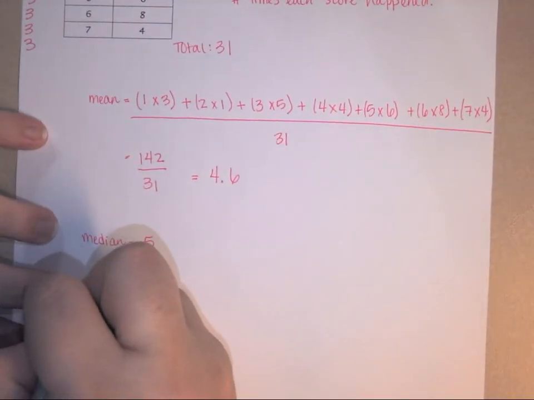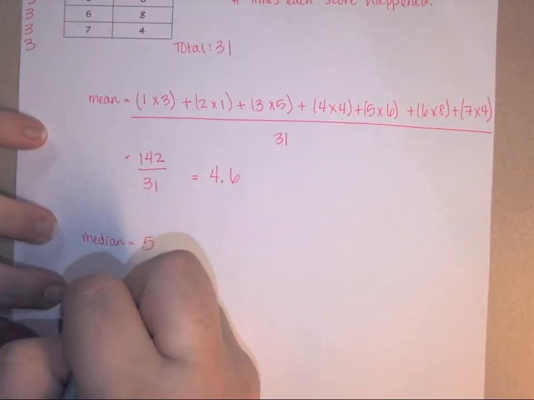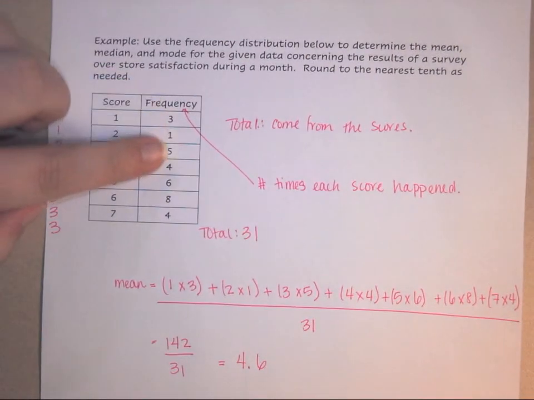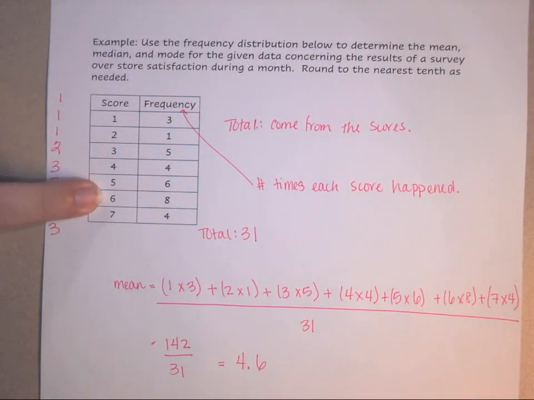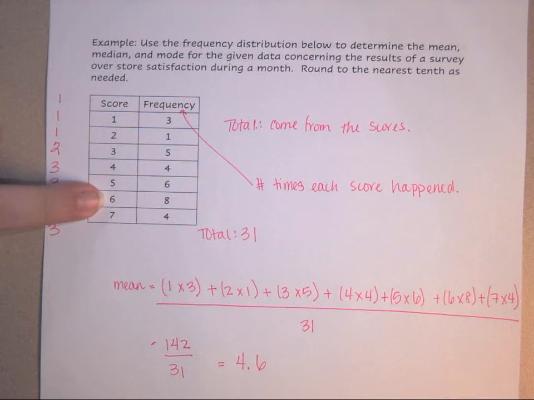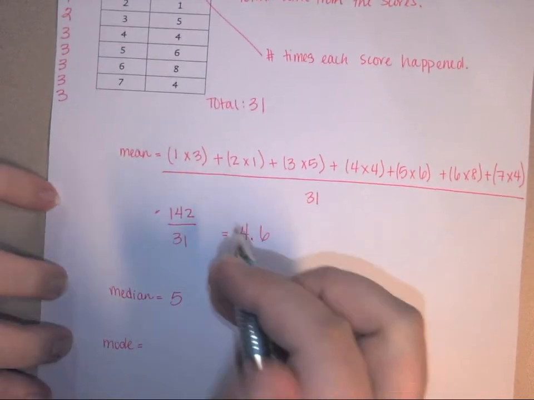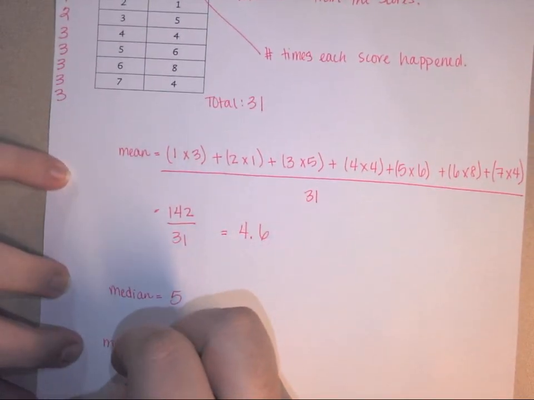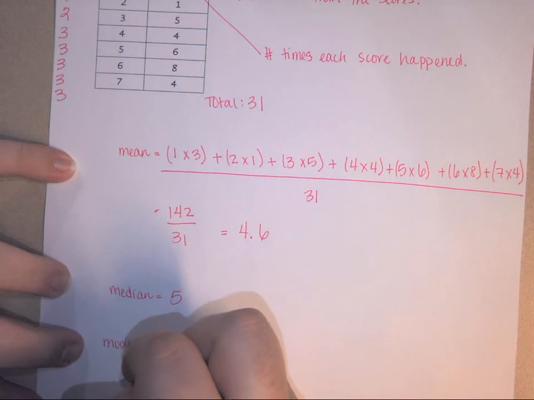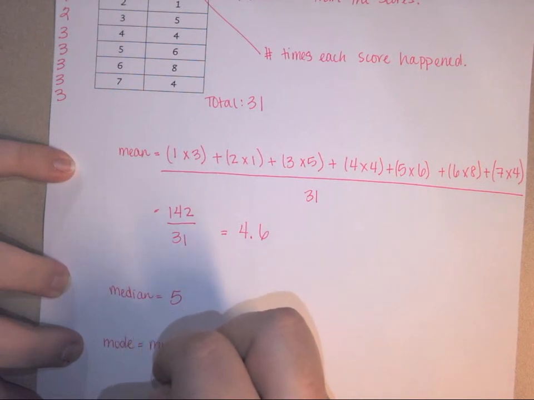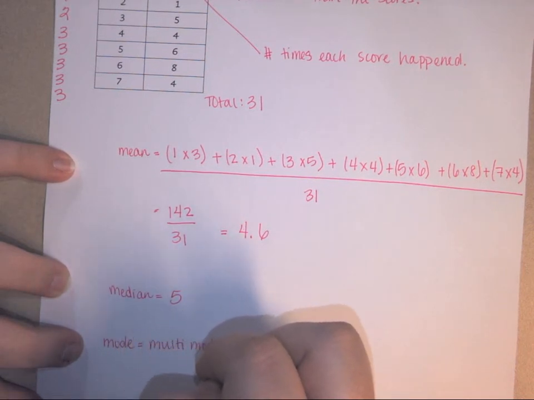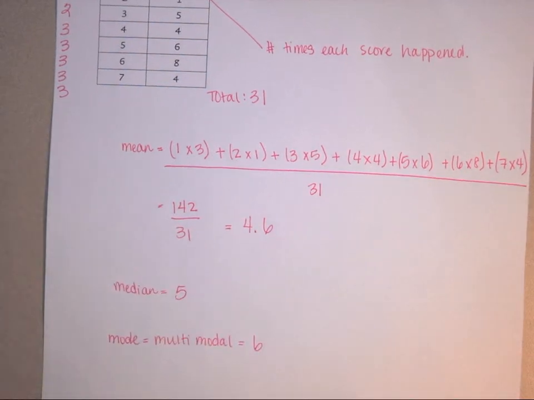Now in this case, I have a mode, and in looking at my frequencies, one score shows up the most often, and that would be 6. So in this case, my mode is going to be, again, a multimodal, and it's going to occur at the value 6.